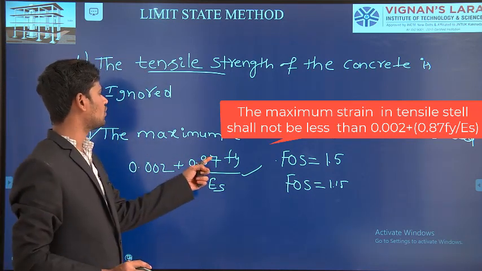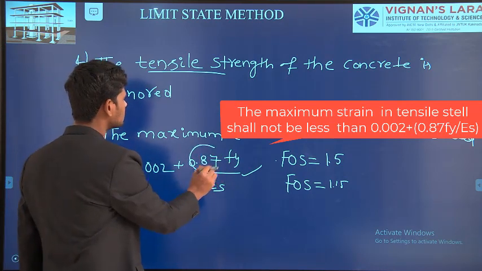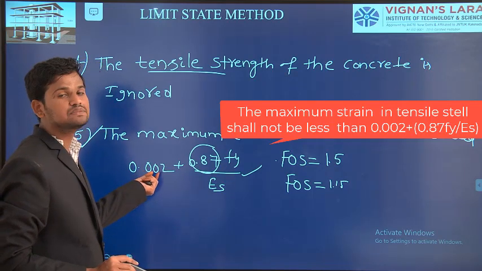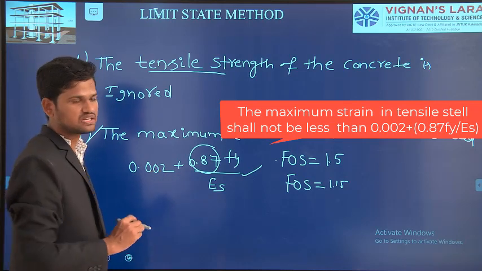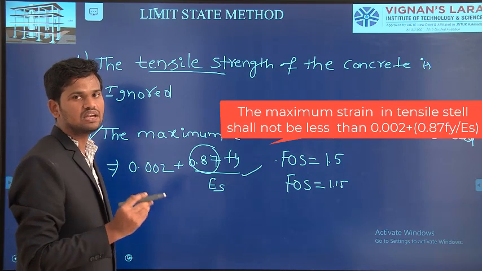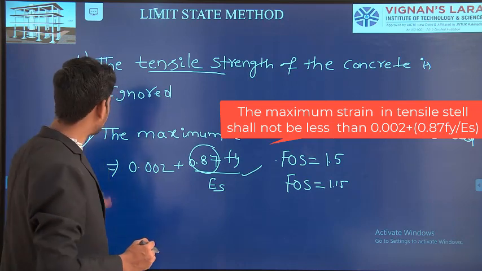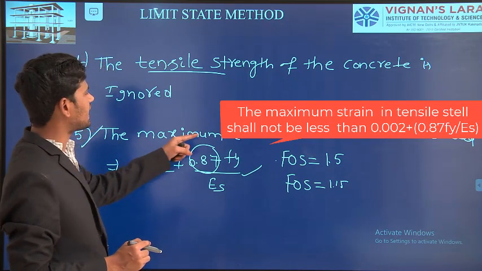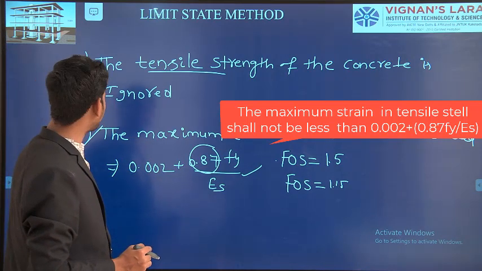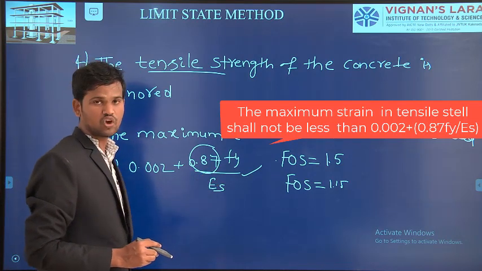If you substitute Fy divided by Es into 1.15, you will get this value as 0.87, and 0.002 is the maximum strain occurring in various types of structural members. If you take any mild steel or HYSD bars, high yield strength deformed bars, in all these members you will get a strain of 0.2%. Up to this is the fifth assumption: the maximum tensile strain in steel shall not exceed 0.002 plus 0.87 Fy by Es.